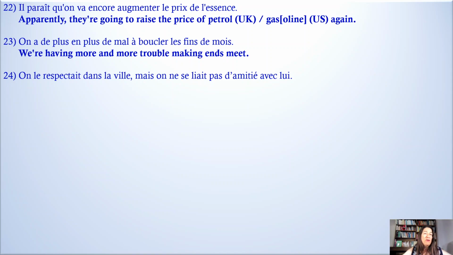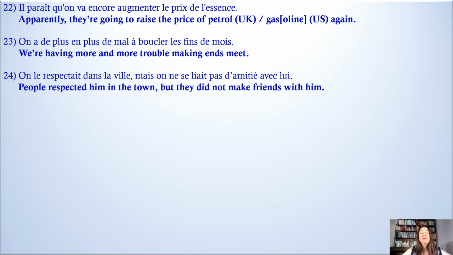So again, in the formula R1O2I3, the first step in translating is intralingual translation, that is to say, translating from the source language into the source language. So reformulating the meaning of the sentence using different words in the same language. So here, on le respectait dans la ville, it is very possible to translate on by les gens, and therefore switch to the English: people respected him in the town, and the pronoun to refer to people is they, but they did not make friends with him.